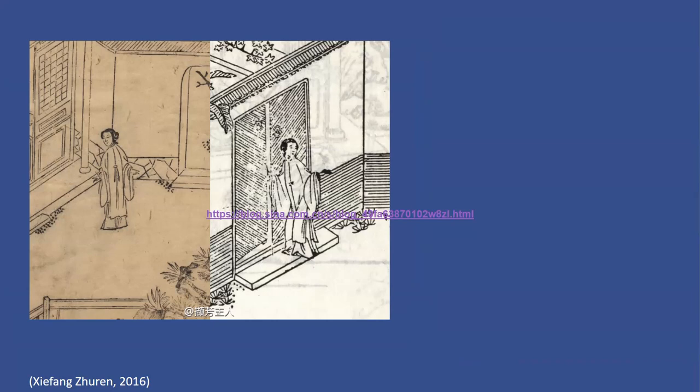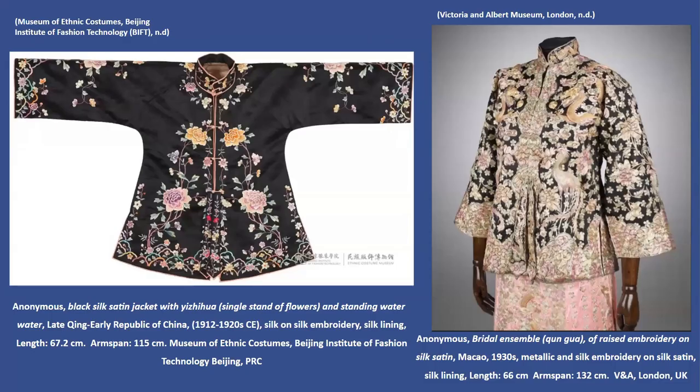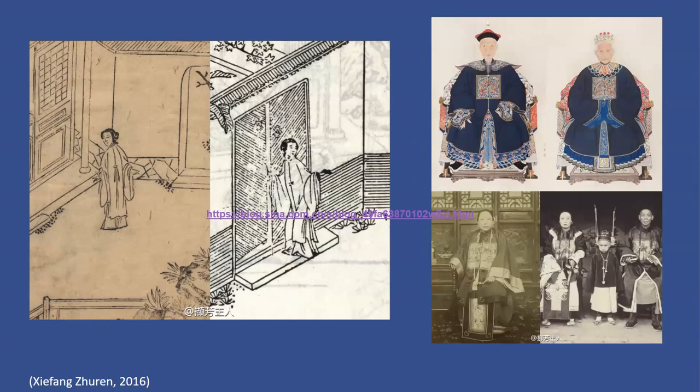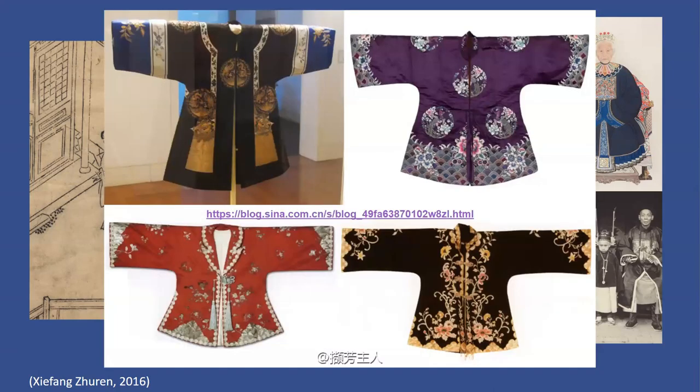It's shown in these Ming Dynasty woodcuts. So Xie Feng Zhuren, in his blog post about the evolution of the pifeng, traces the development of the pifeng into the Qing Dynasty coat, which can be ornamented with eight rondelles and standing water or rank badges on Mandarin squares, which then evolved into the short jacket that we know and love as part of the Qingguo today.